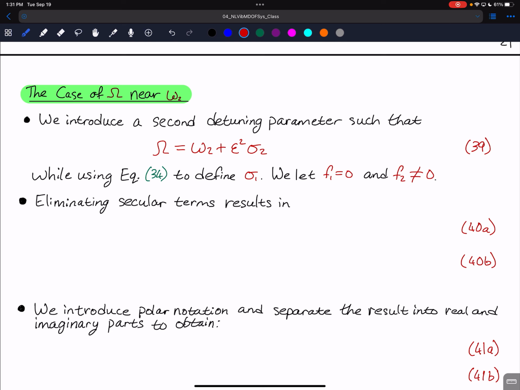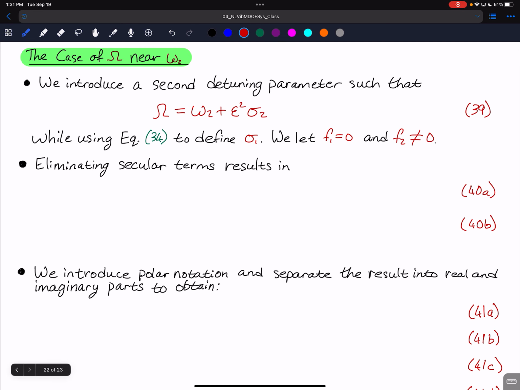And one thing you should know is that we're using the same definition for sigma 1 that we did before, equation 34. We're now going to let f1 equal 0. I think I forgot to mention this. In the previous analysis, we let f2 equal 0, so there was no forcing applied to that mode. In this case, we're going to let f1 equal 0 and assume that f2 is not equal to 0. So that results in the following two equations.